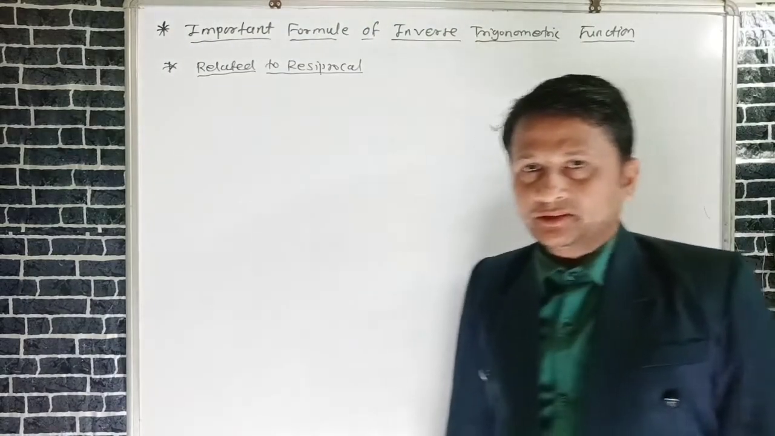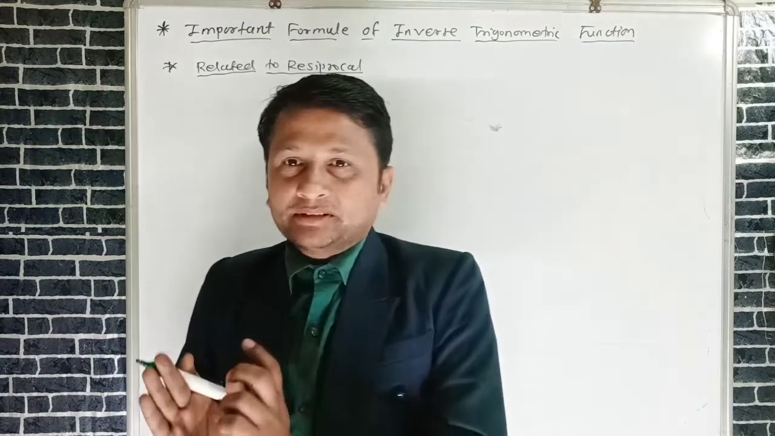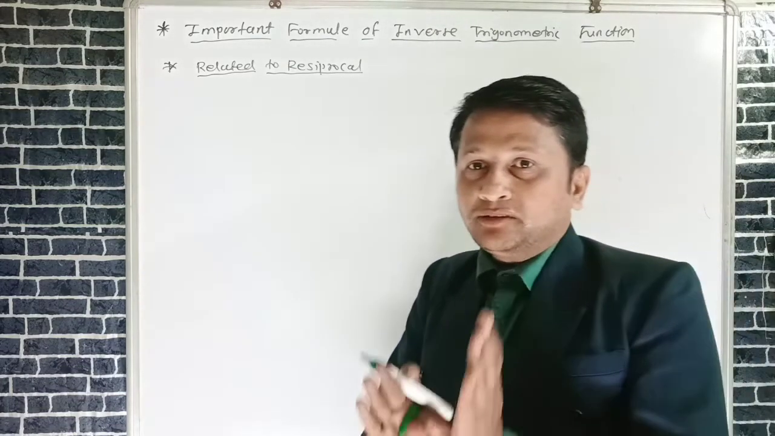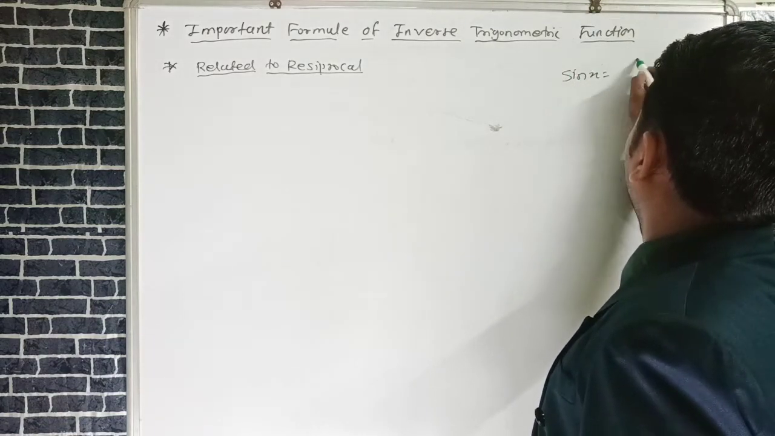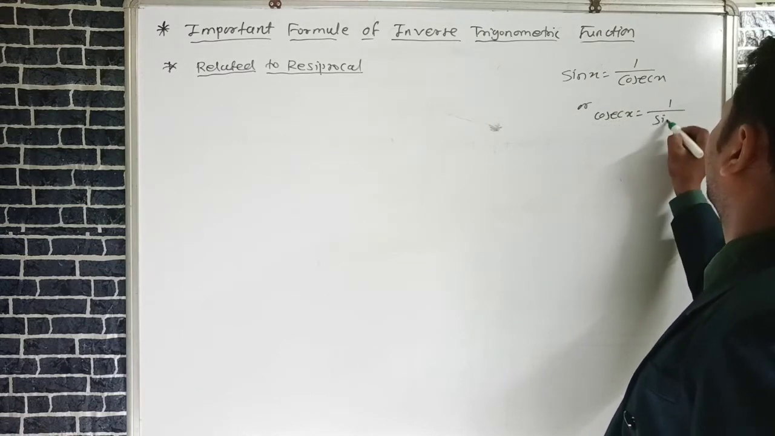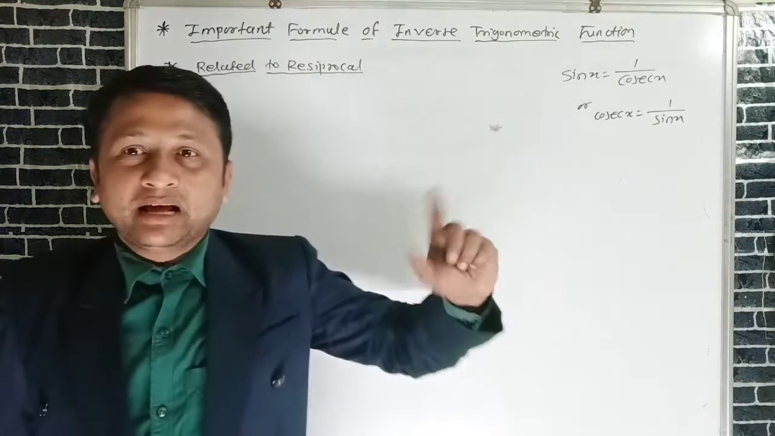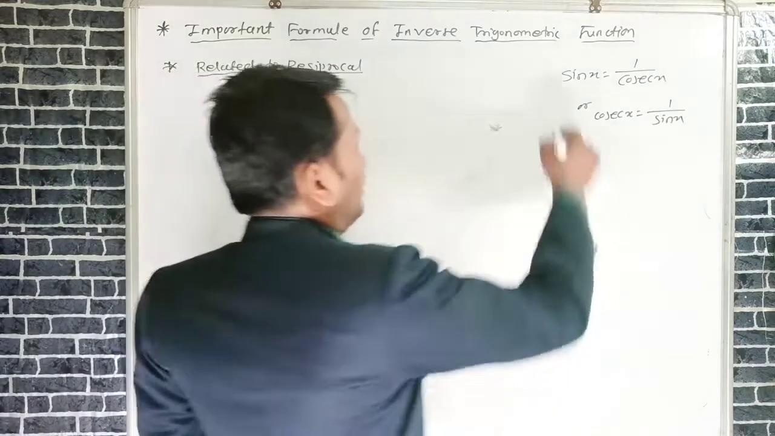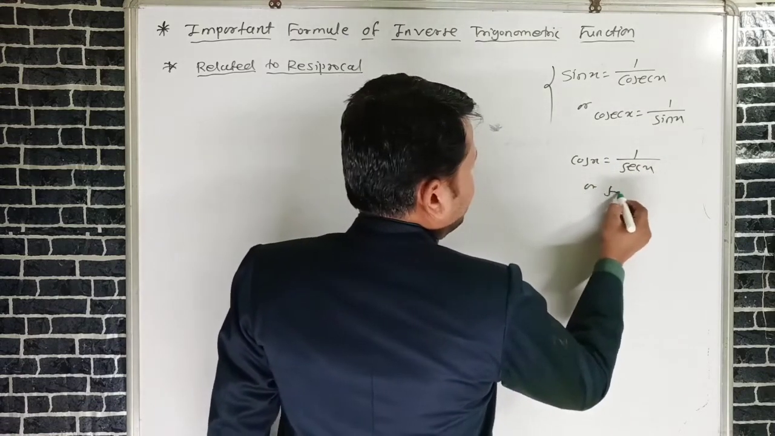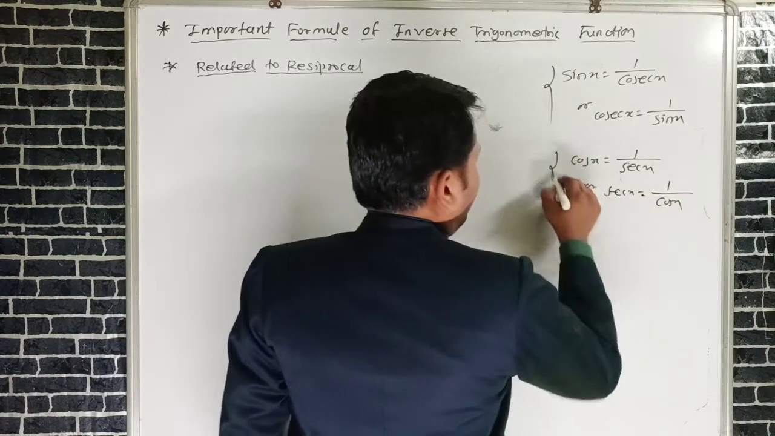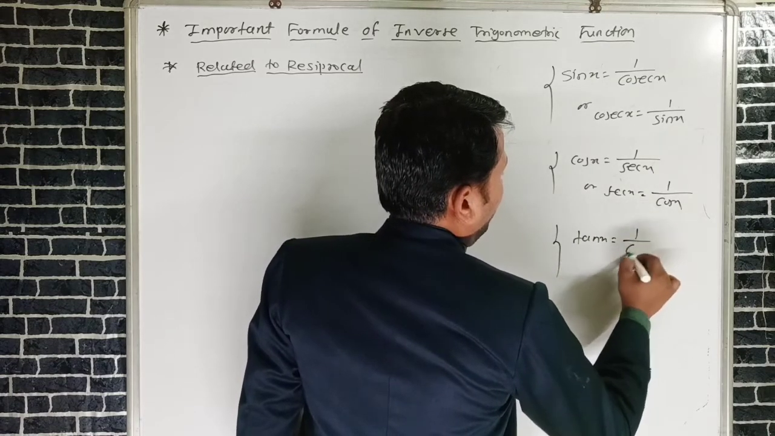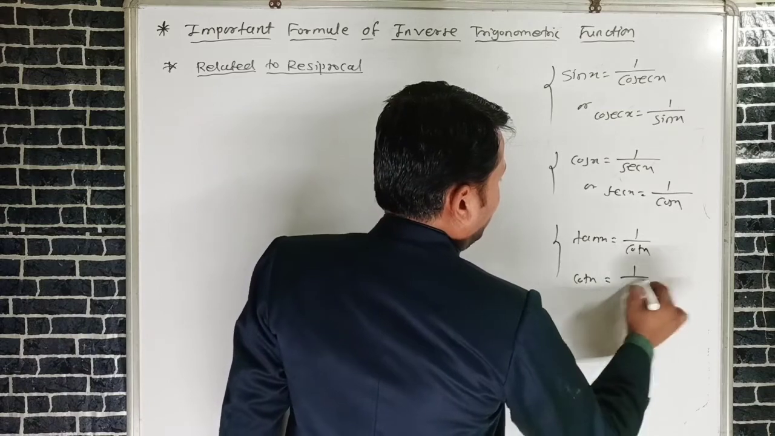In trigonometric functions, you know about the relation of sine and cosec, tan and cot, sec and cosec. The relation of sine and cosec is sin x is equal to 1 upon cosec x, or we can write cosec x is equal to 1 upon sin x, meaning sine and cosec are reciprocals of each other. Similarly, cos x is equal to 1 upon sec x, or sec x is equal to 1 upon cos x. Again, similarly, tan x is equal to 1 upon cot x, and cot x is equal to 1 upon tan x.